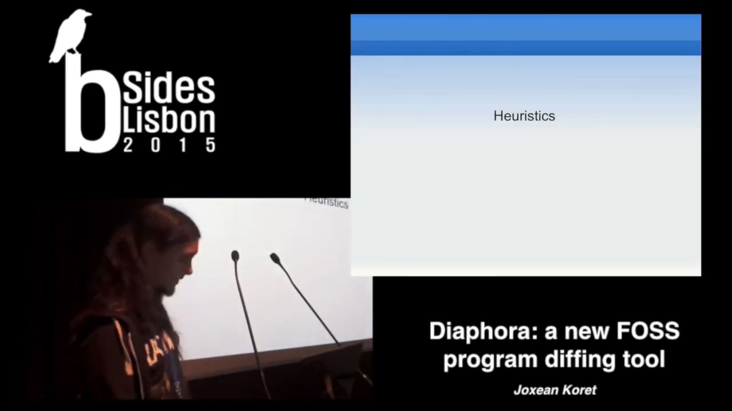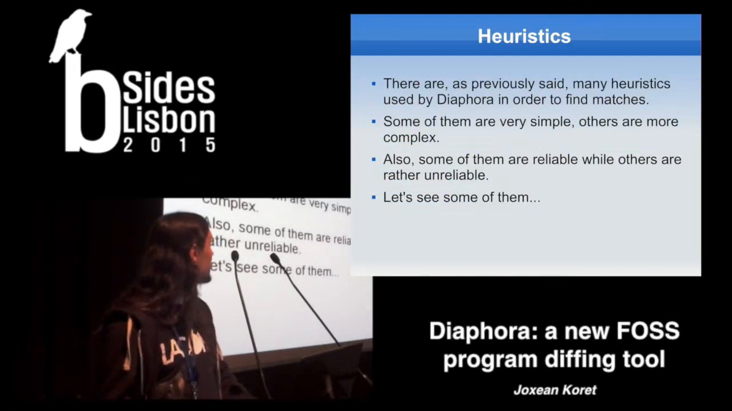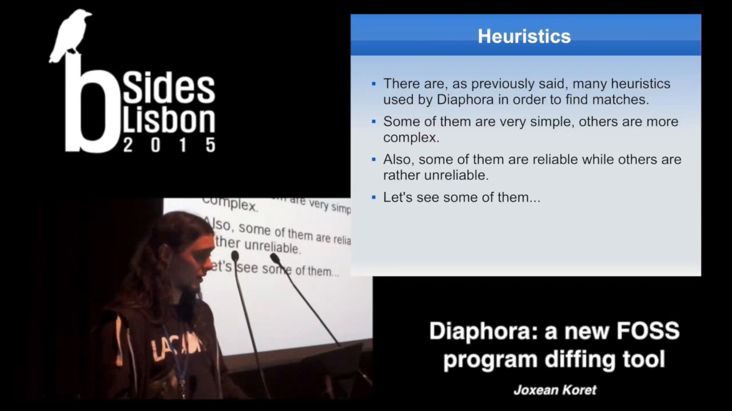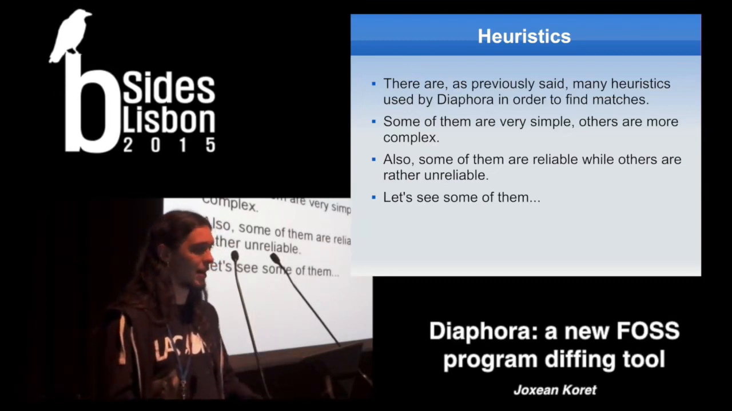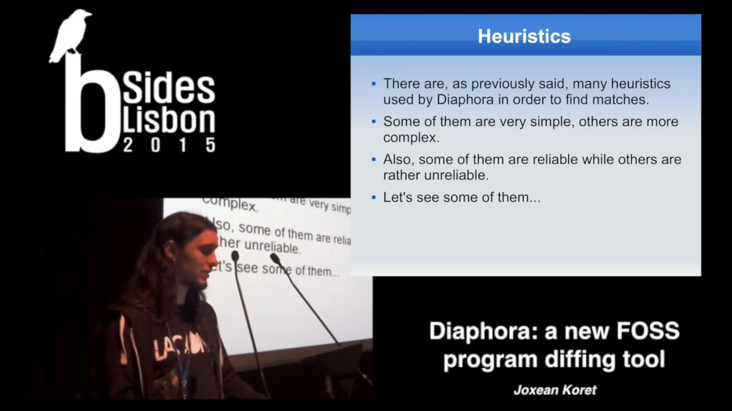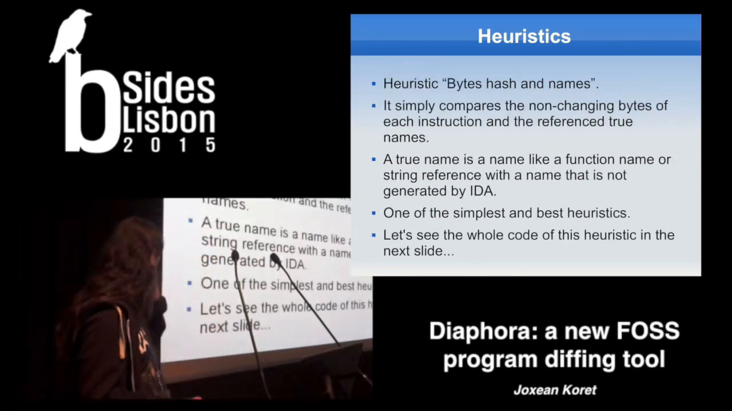Okay, some heuristics. There are, as previously said, many heuristics that I use in Diaphora. As of today, 44. Some of them are rather simple, for example, the same name heuristic, and others are really complex. Some of them are very reliable, like the same name, and others are rather unreliable, like the loop number. Let's see some of them.